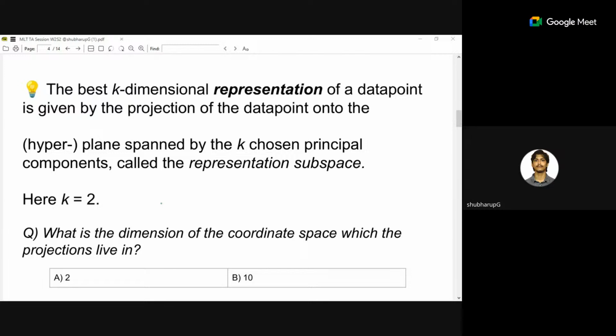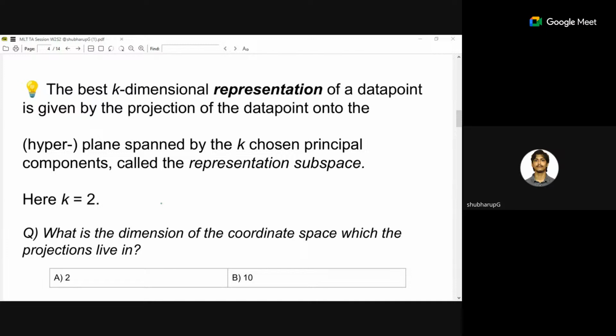So the projection itself does not change the count of numbers in the tuple representing it, right? So if it was originally a 10 tuple, the original data point, after you project onto a subspace, it's still going to be a 10 tuple. That's what I wanted to emphasize here. The projection itself does not change the dimension in which the point lives. The original data point and the projected data point.